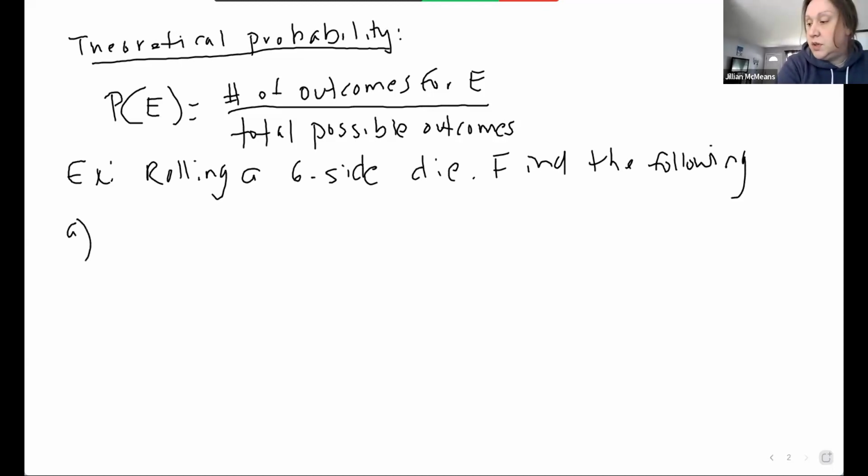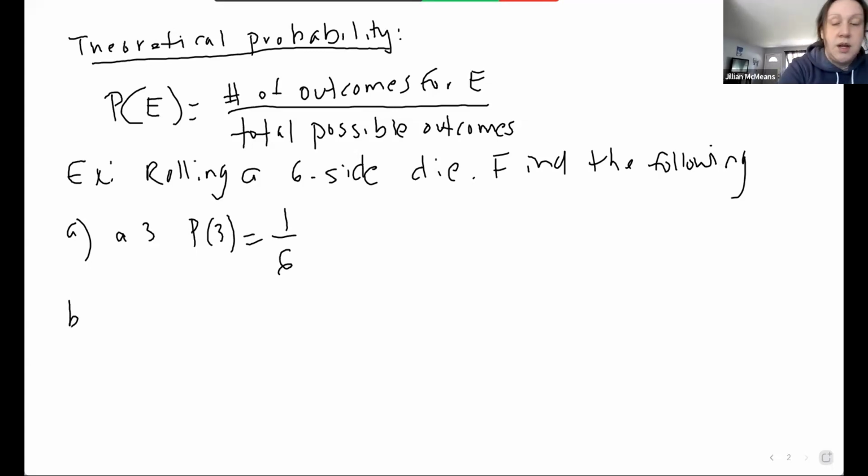So for the first one, let's look at the probability of rolling a 3. The way we would write this is P with a 3 on the inside. That 3 tells us the event we're looking for. What is the chance that we would roll a 3? Well, on a fair 6-sided die, there is one 3, and there are 6 possible outcomes. So the probability of rolling a 3 would be 1/6.